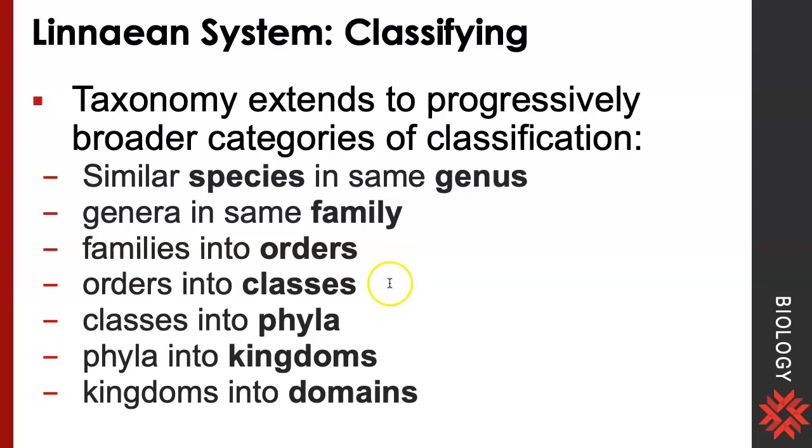We would be within the class of mammals. Mammals are distinguished for having mammary glands, or for the ability to nurse their offspring. Then we'd go down into the phylum, which for humans we are chordates.